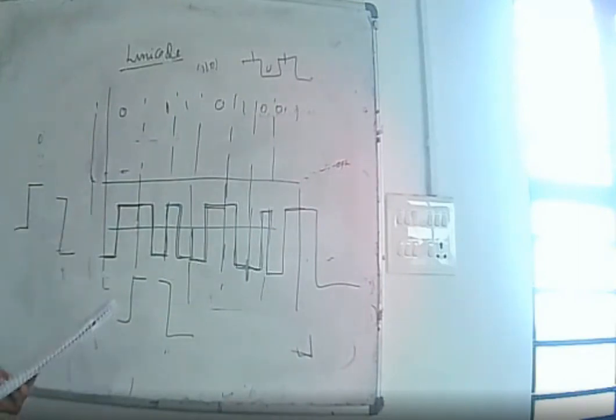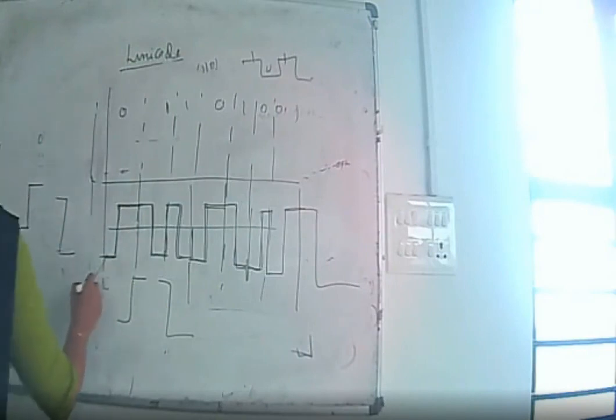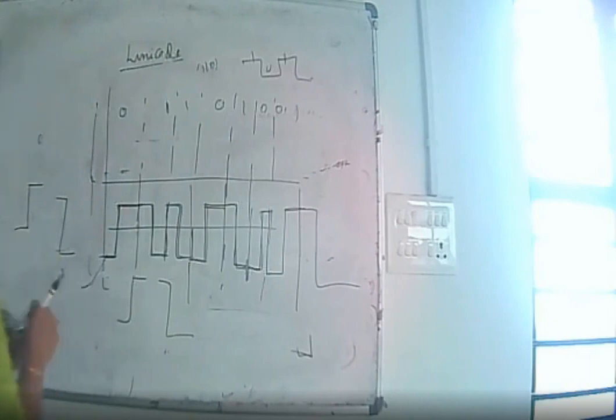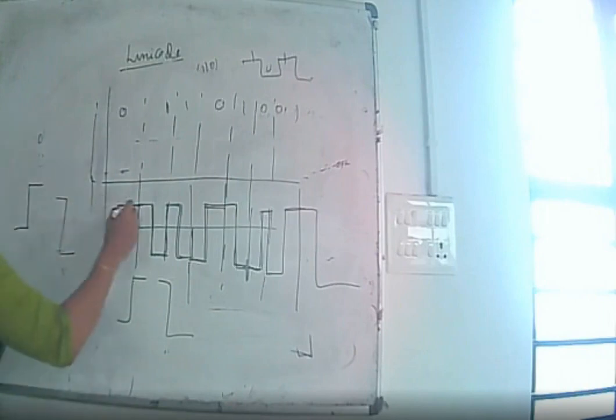This Manchester coding is also known as split phase. Here symbol 1 is represented by a positive pulse of amplitude A followed by a negative pulse of amplitude minus A, with half symbol period width. And for symbol 0, the pulses are reversed.